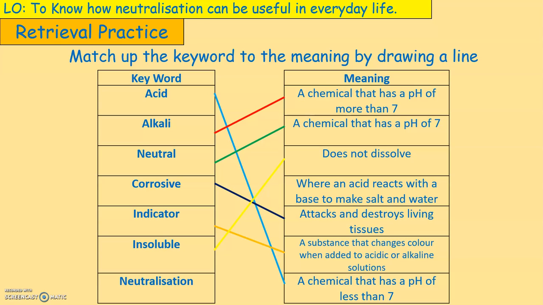And the next keyword says neutralization. What does neutralization mean? You should be able to guess it. Okay, that is when an acid reacts with a base to make salt and water. Like I said, we're looking at neutralization today, and I'm going to be explaining further about it and how it can be useful in everyday life. So you just have to flow with me.